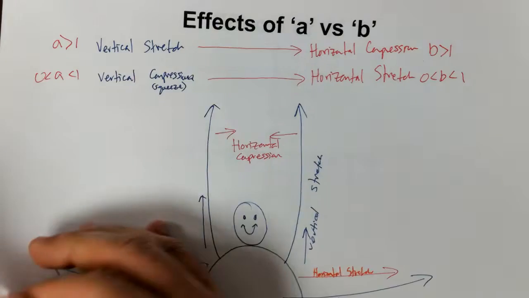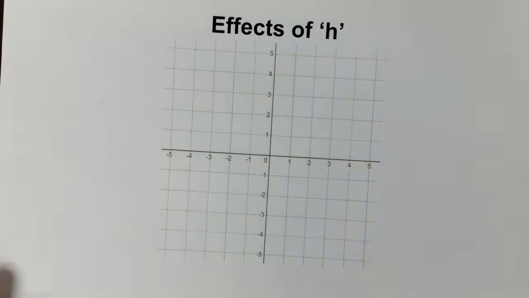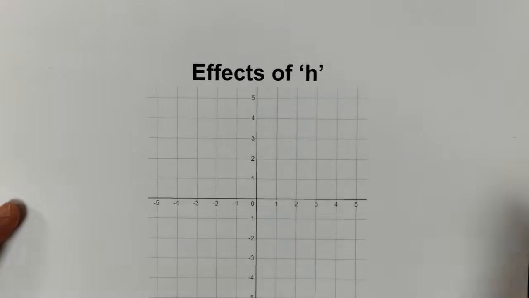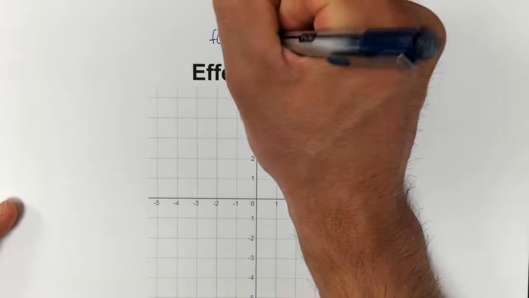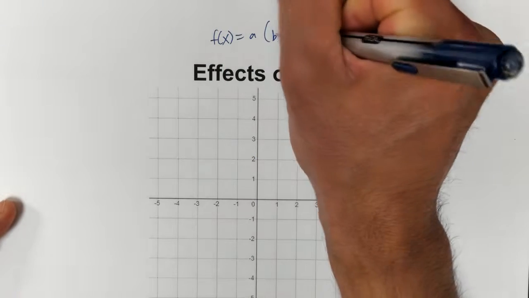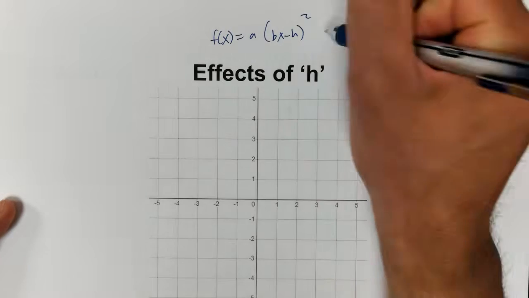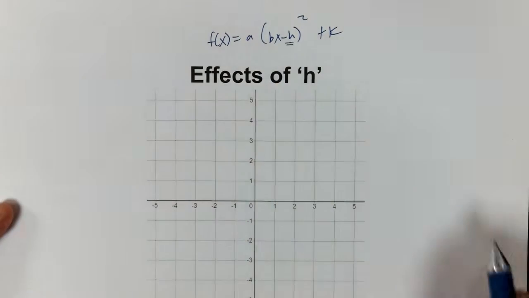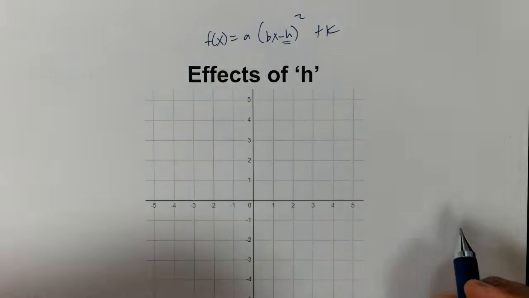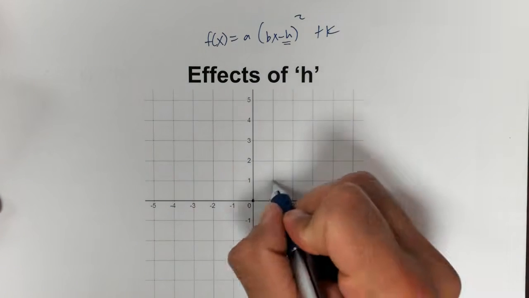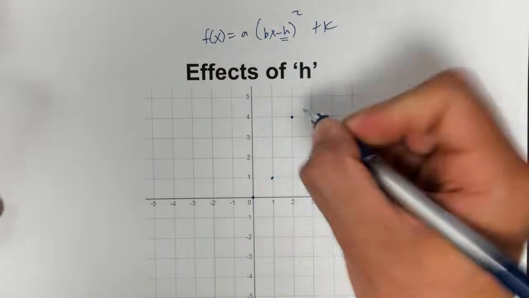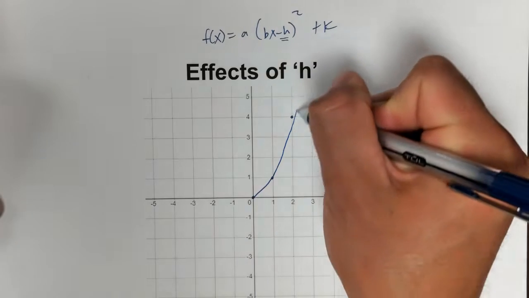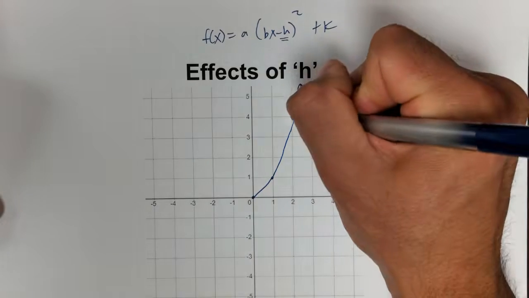All right. Now, let's talk about the other changes because we still have other effects. Right? The general function has a, b, x minus h, plus k. Now let's talk about what happens when you subtract a function. Well, subtracting a function, let's start with the parent function. Our parent function is here. And do this little point.